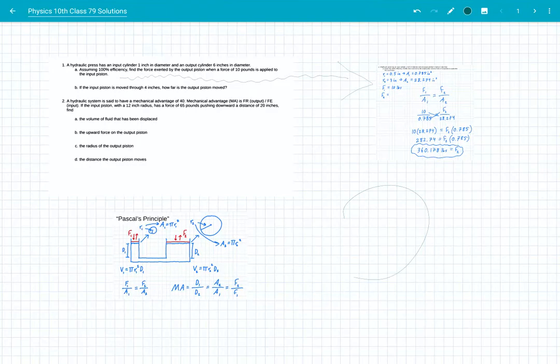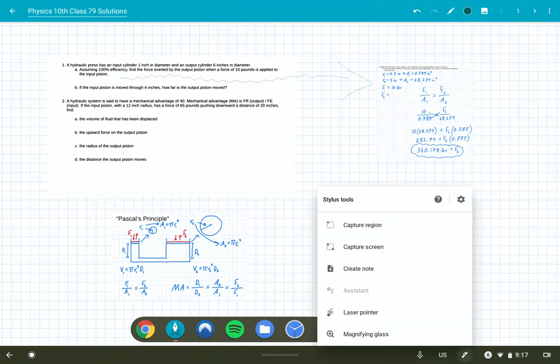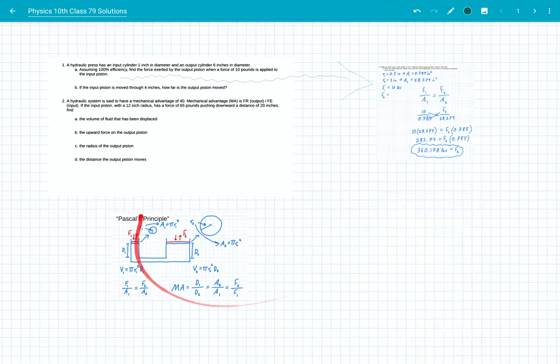Let's do this. All right, guys, so let's talk about this worksheet. Let me get my laser pointer real fast. All right, so what I did here is we already talked about the answer to 1A, right?